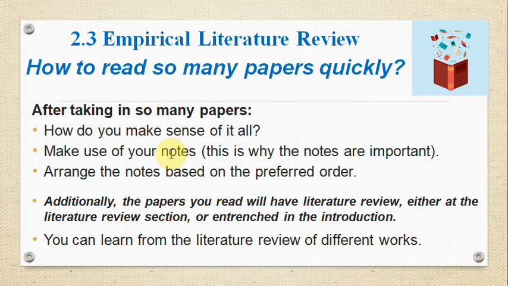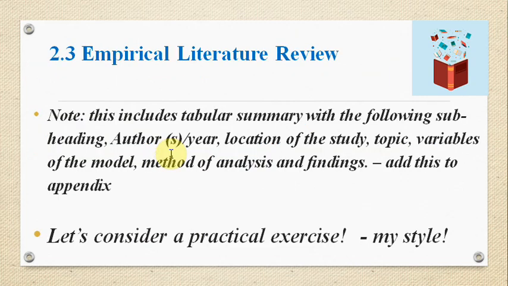So you can learn from the review of literature of different works, but don't copy all the literature review of one work and put it in your work. That will be academic fraud. It's called plagiarism. But when I've consulted many works and picked the bits and pieces I need from all of them and make new sense, it becomes a fantastic literature review. It becomes research. All right?